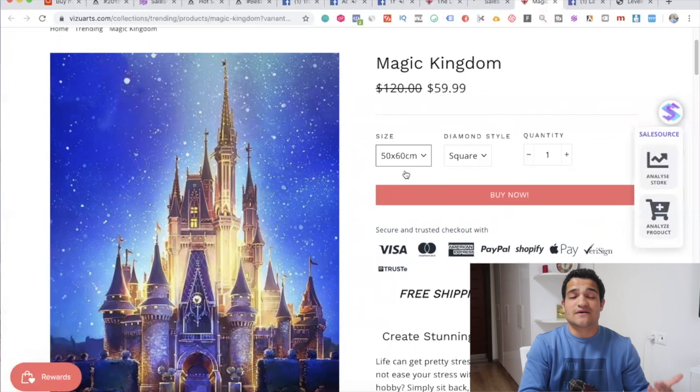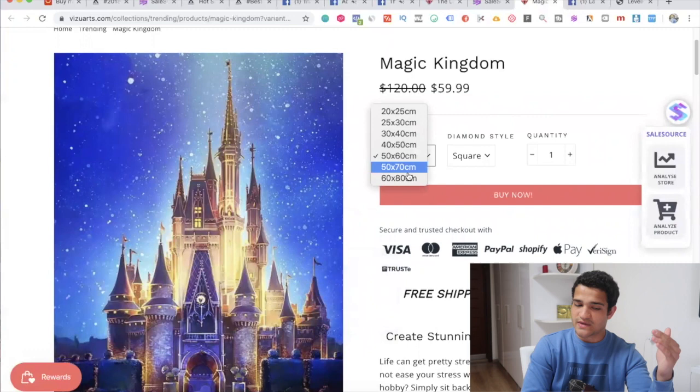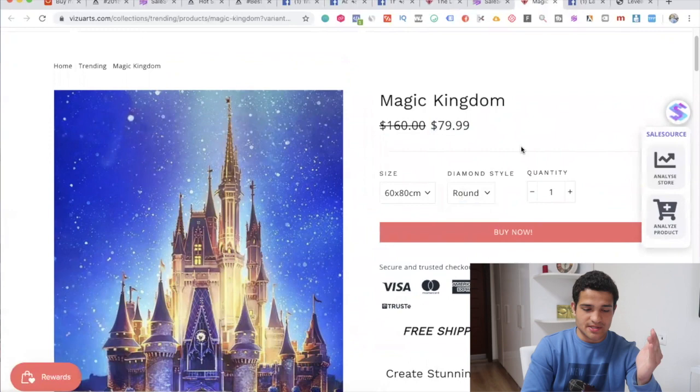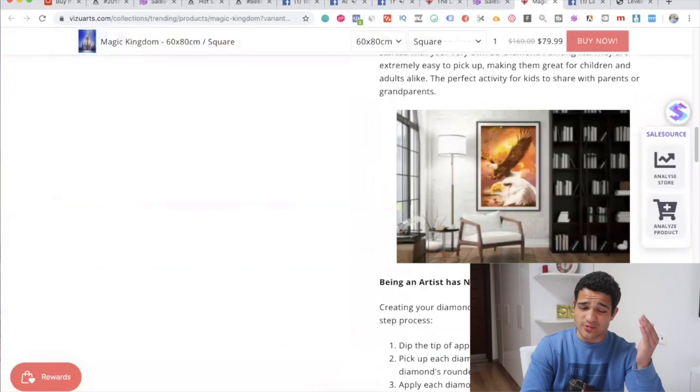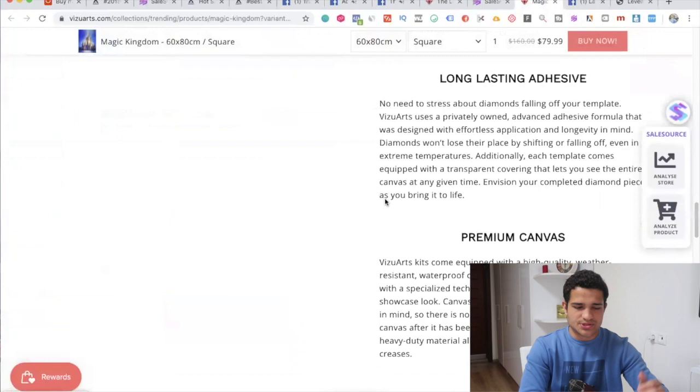You can get a purchase for maybe $10, $15 on Facebook, and they buy the 60 by 80, and they spend $80 on your site, or even, let's see if round is another price. No, it's the same one. So round and square, and then if you go down the product page, it looks pretty solid. It's a really, really good looking product page, and then it has only one review in the bottom, but the store in general looks really good.